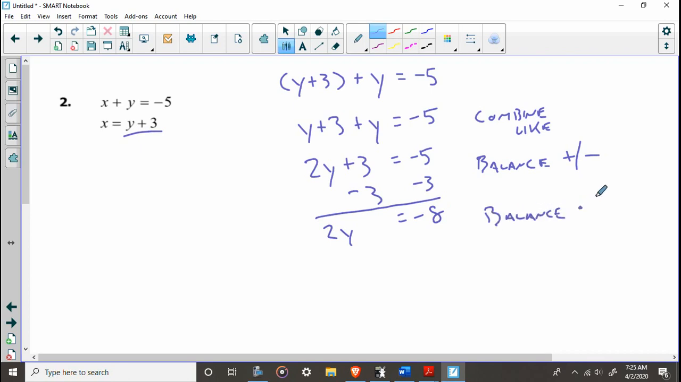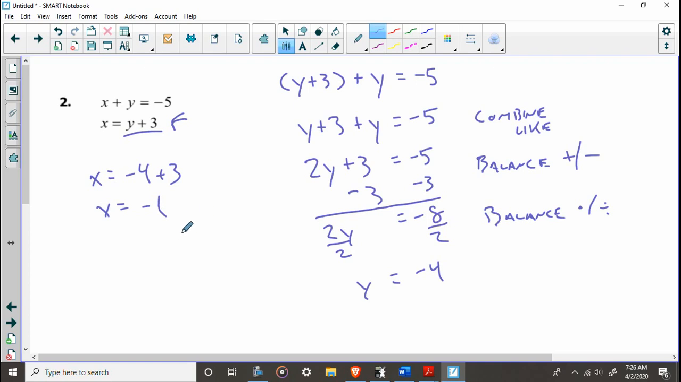Now let's do the multiplication and division stuff. Let's divide by 2 on this side and divide by 2 on this side. y is equal to negative 4. Now that I've got y, let's find x. Let's plug into this one because x is isolated. All I have to do is negative 4 plus 3. That means x is negative 1. Very easily I plugged in y here, negative 4 plus 3, negative 1.